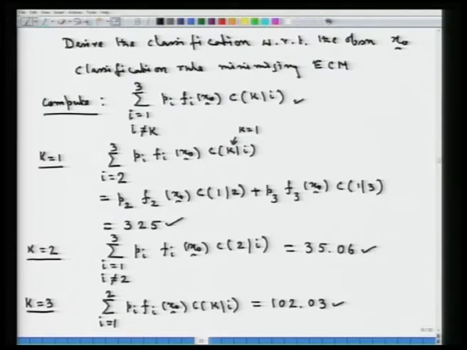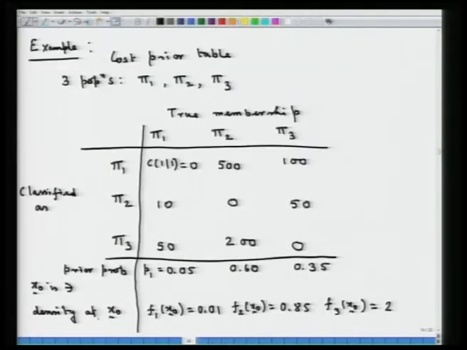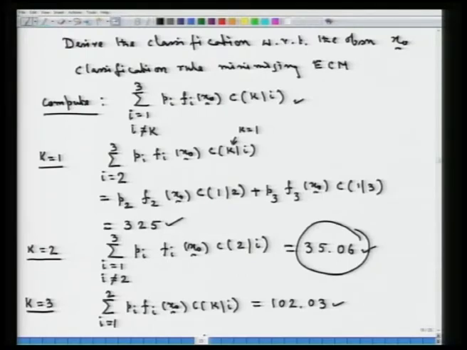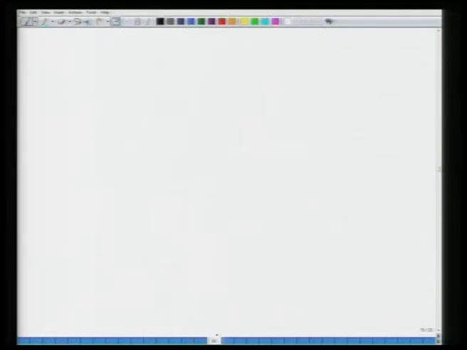In the present situation, for k equal to 2, the expression which minimizes the expected cost of misclassification rule gives us the minimum possible, that is 35.06, which is minimum among these three observations. Hence, x naught, for which we have this density at x naught given by these values, is going to be allocated to the second population, and that is how this rule works.